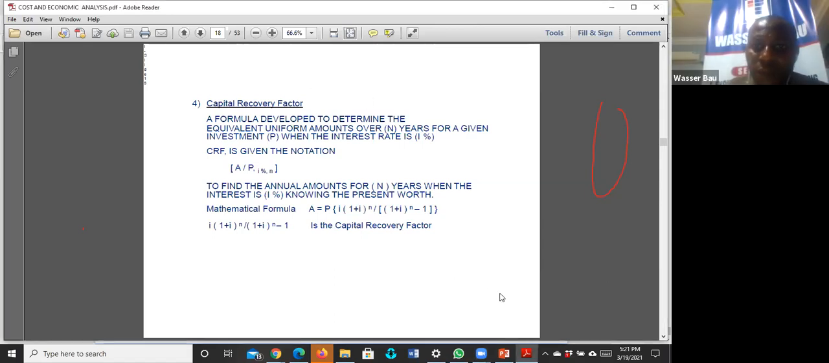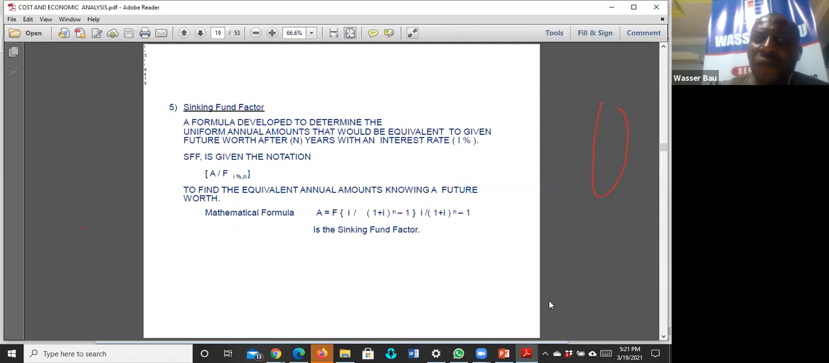The next is the sinking fund factor. The sinking fund factor is this way. It says to find the equivalent annual amount, knowing a future amount. In other words, I'm looking to save 50 million, or I want to send my son to school in the US. I want to send my son in the next 5 years to school. Maybe by 5 years, he will come of age.